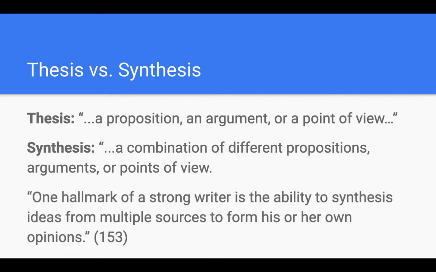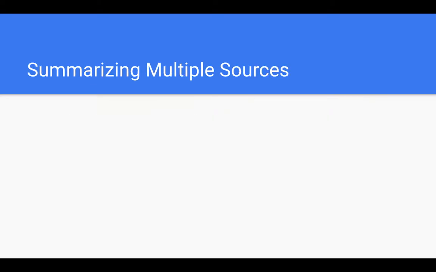Okay? So it says in the book on page 153, one hallmark of a strong writer is the ability to synthesize ideas from multiple sources to form his or her own opinions. One of the things I'm going to ask you to do in your writing is when you incorporate your sources, you need to do more than just have a quote in your paper. You need to show me how the ideas of that other writer inform your own opinion or help form your opinion or support your opinion or oppose your opinion. It needs to be really clear how the source relates. This is what synthesis is.